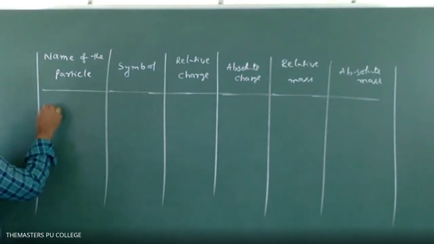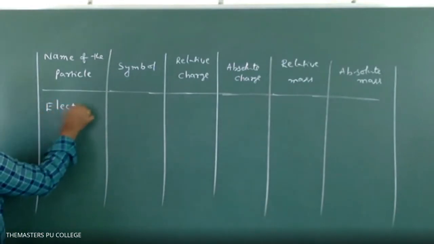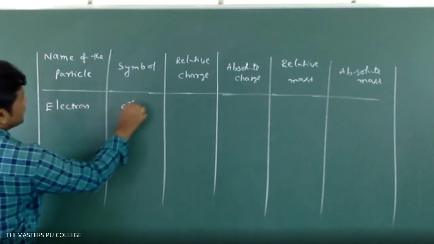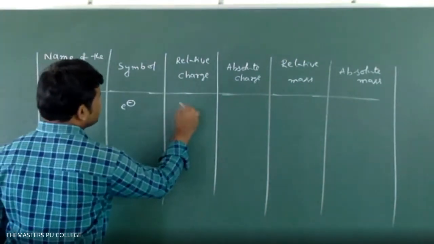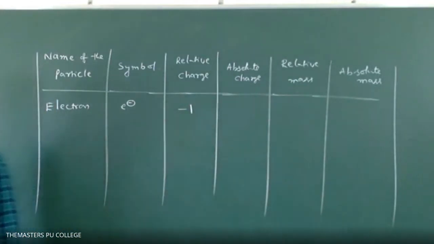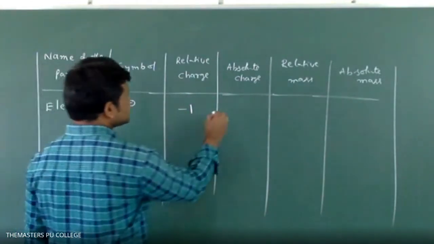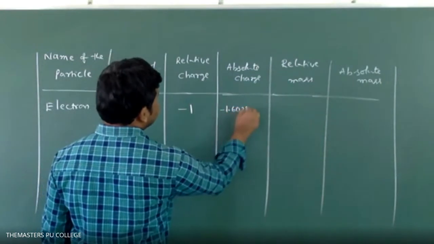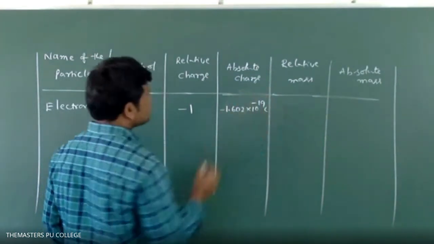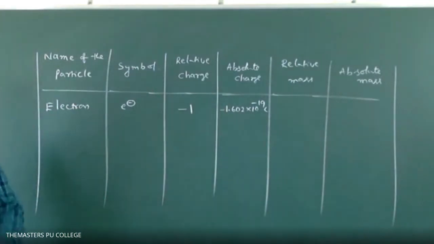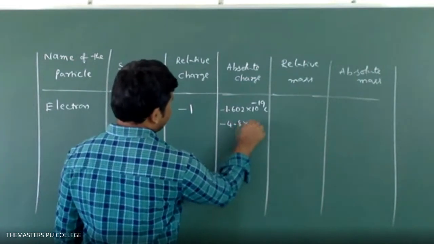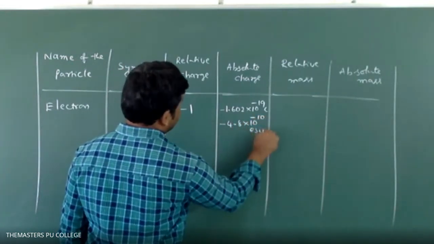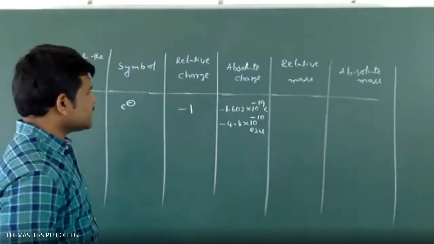First one, electron. The electron symbol is e or e minus. Generally, I will use e minus. It has a negative charge, so the relative charge is minus 1. What is the absolute charge? Minus 1.602 into 10 power minus 19 coulombs. In ESU, it is minus 4.8 into 10 power minus 10.